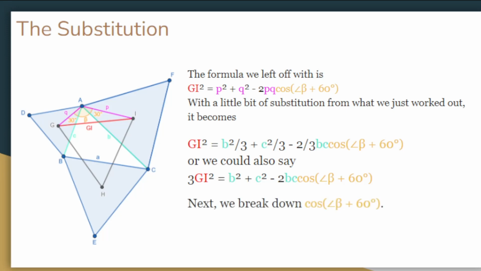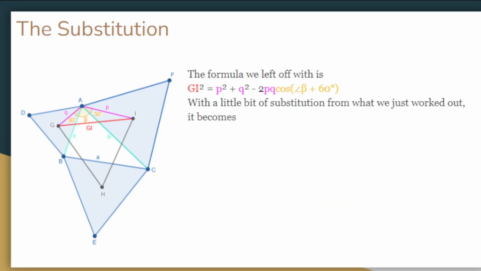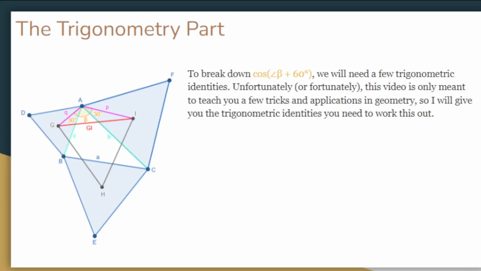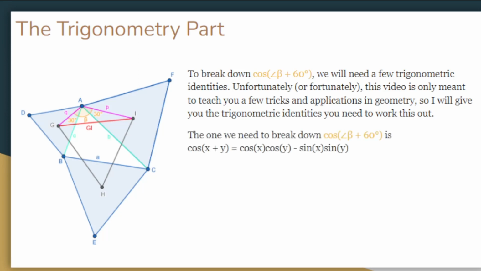Next, we will break down angle beta plus 60 degrees, or the cosine of that quantity. To break down the cosine of angle beta plus 60 degrees, we'll need to use trigonometric identities. Unfortunately, or fortunately, this video is only meant to teach you a few tricks and applications in geometry, so it will give you the trigonometric identities that you need to work this out. The one we need is the cosine of x plus y equals the cosine of x times the cosine of y minus the sine of x times the sine of y.